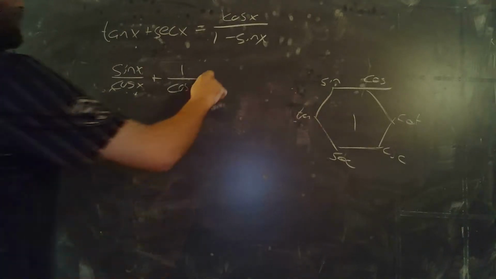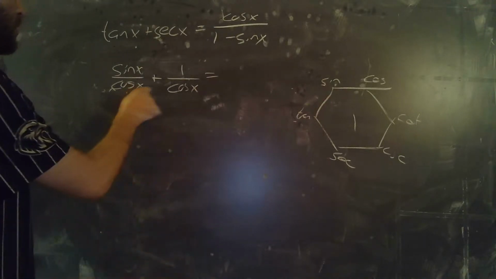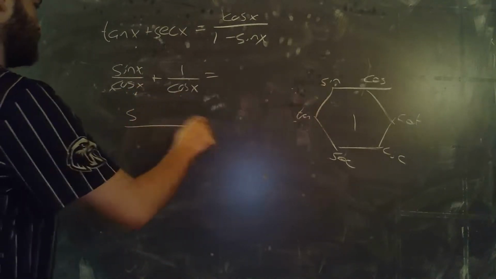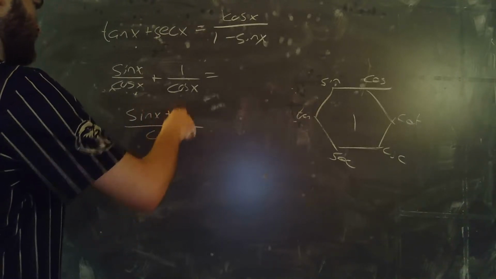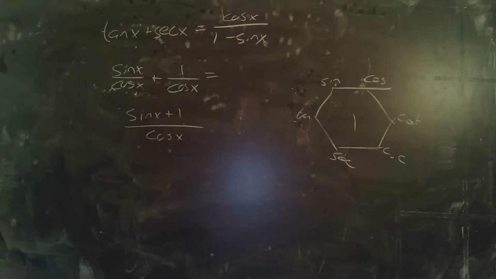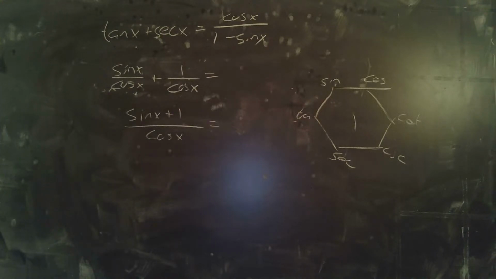Okay. Now, this is something that is in a common denominator. You see they're both cosines. That means I can write a single fraction over cosine, where it's sine of x plus 1. Okay. So now, this is the first time that we hit something that we really have not seen before.